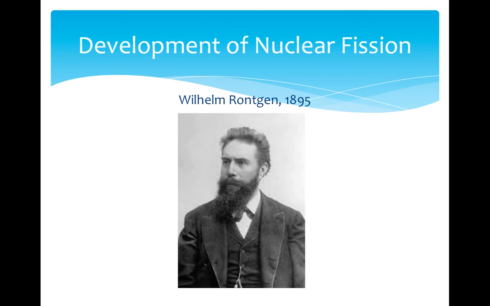Development of nuclear fission. The development of nuclear fission began with the findings of Wilhelm Röntgen. In 1895, Röntgen discovered ionizing radiation by passing an electric current through an evacuated glass tube, producing continuous X-rays. Although this was just the very beginning, this finding led the way for other scientists to explain the phenomenon that he discovered.